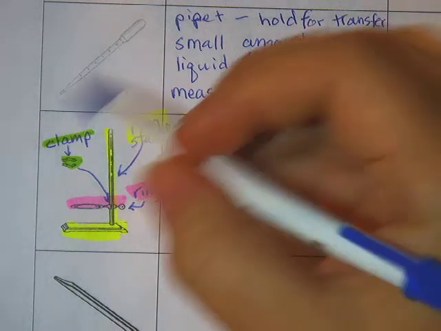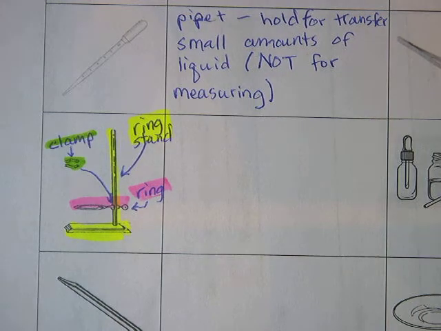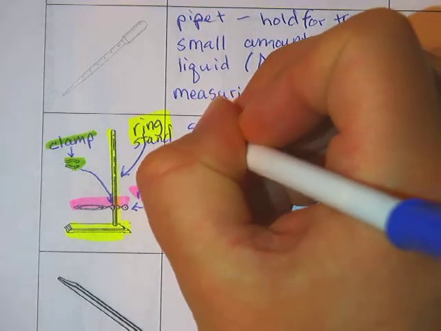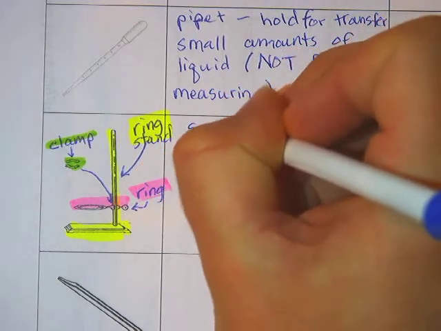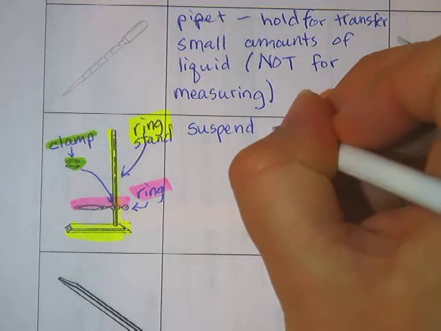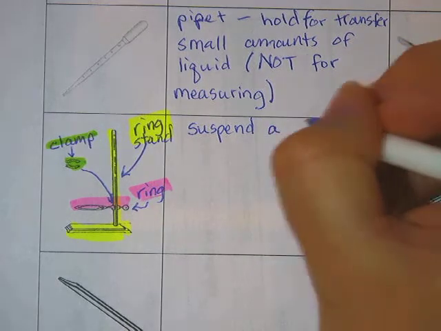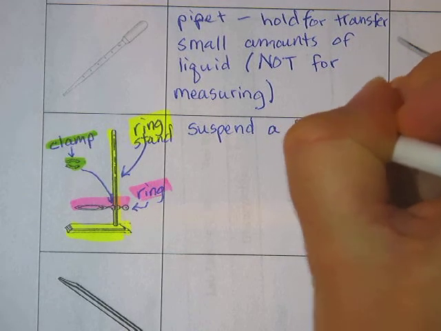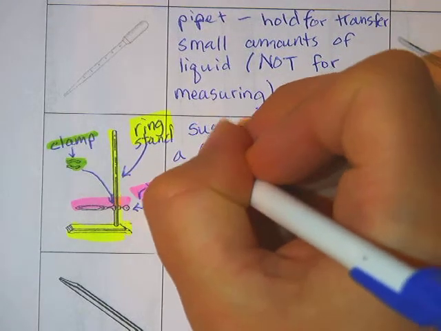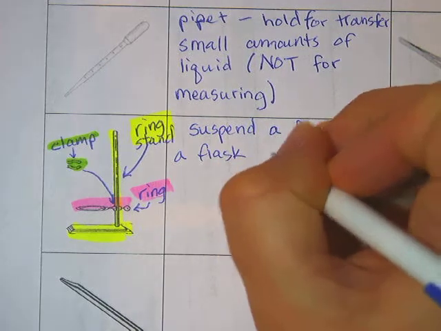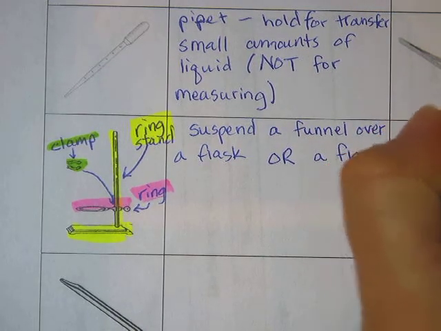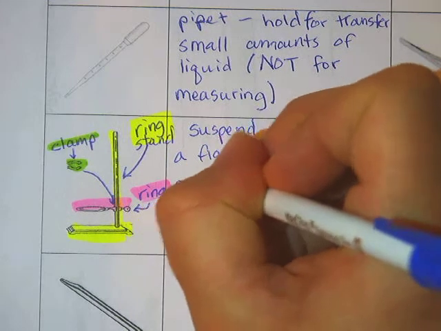And basically this entire apparatus overall is made so that you can suspend, that's a fancy word that means hold over. You can suspend a funnel over a flask, or sometimes you use it to hold a flask over a flame.